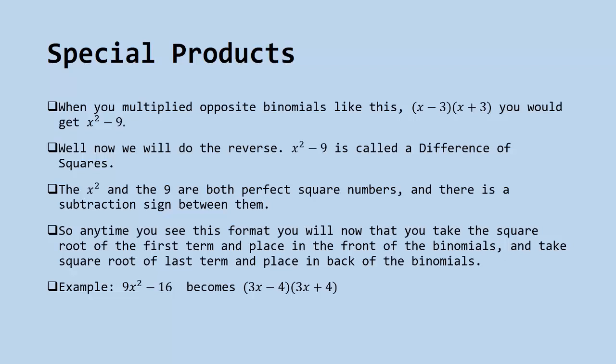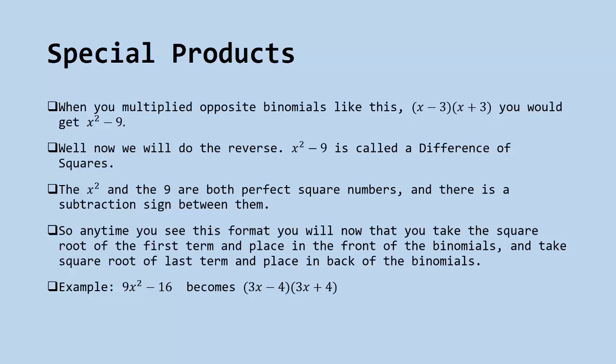So here we have an example. 9x squared minus 16 becomes 3x minus 4 times 3x plus 4, because the square root of 9x squared is 3x, and the square root of 16 is 4. So basically, once you recognize that the problem you have has two terms, and it is the difference of squares, you can easily factor it into two binomials.